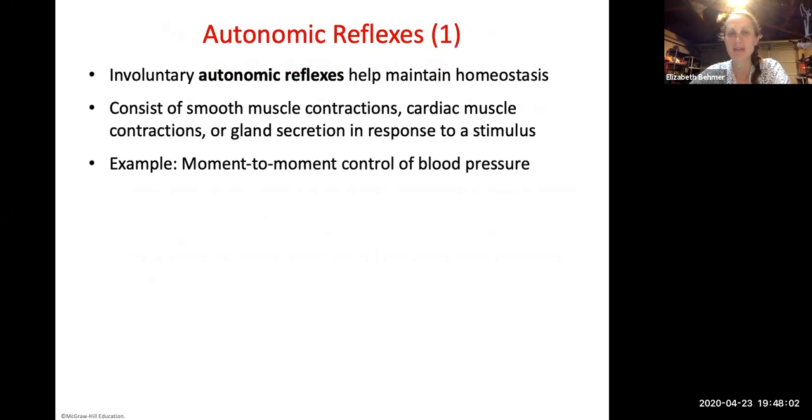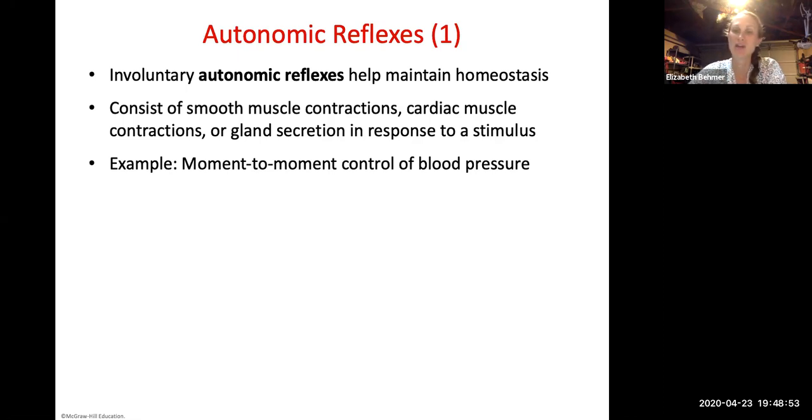Okay, we'll finish with autonomic reflexes here. Involuntary autonomic reflexes help maintain homeostasis. They consist of smooth muscle contractions, cardiac muscle contraction, or gland secretion in response to a stimulus. One example is moment-to-moment control of your blood pressure, which is a very sensitive and really fascinating control system in your body. You have baroreceptors located in your aorta. So when blood first leaves the aorta, it can sense the blood pressure and change the way your heart is contracting or how much blood is being released based on what your blood pressure is. So this is a type of autonomic reflex, involuntary, and it just helps to maintain homeostasis throughout your body.